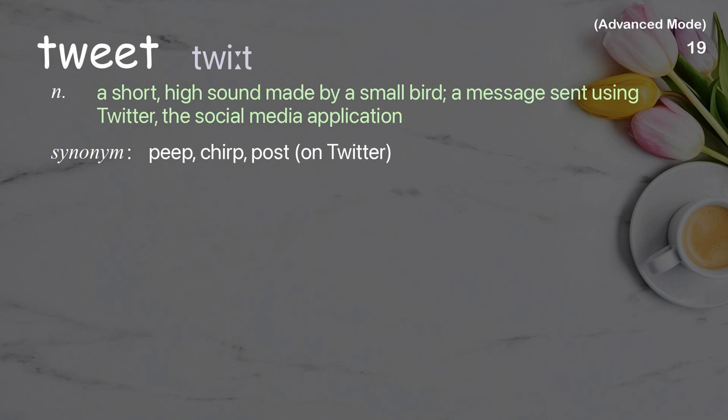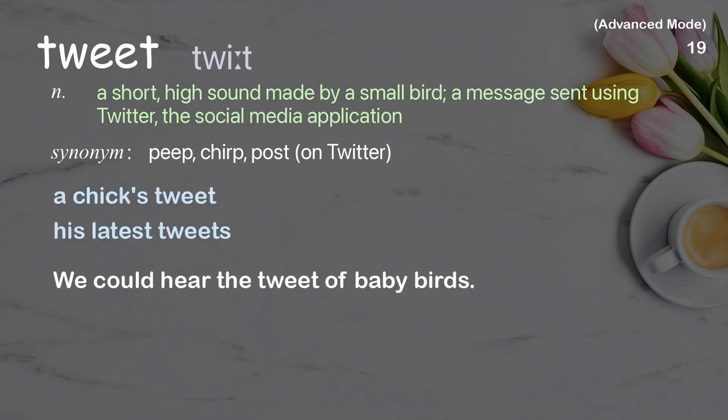Tweet. A short, high sound made by a small bird, a message sent using Twitter, the social media application. Examples: A chick's tweet. His latest tweets. We could hear the tweet of baby birds.